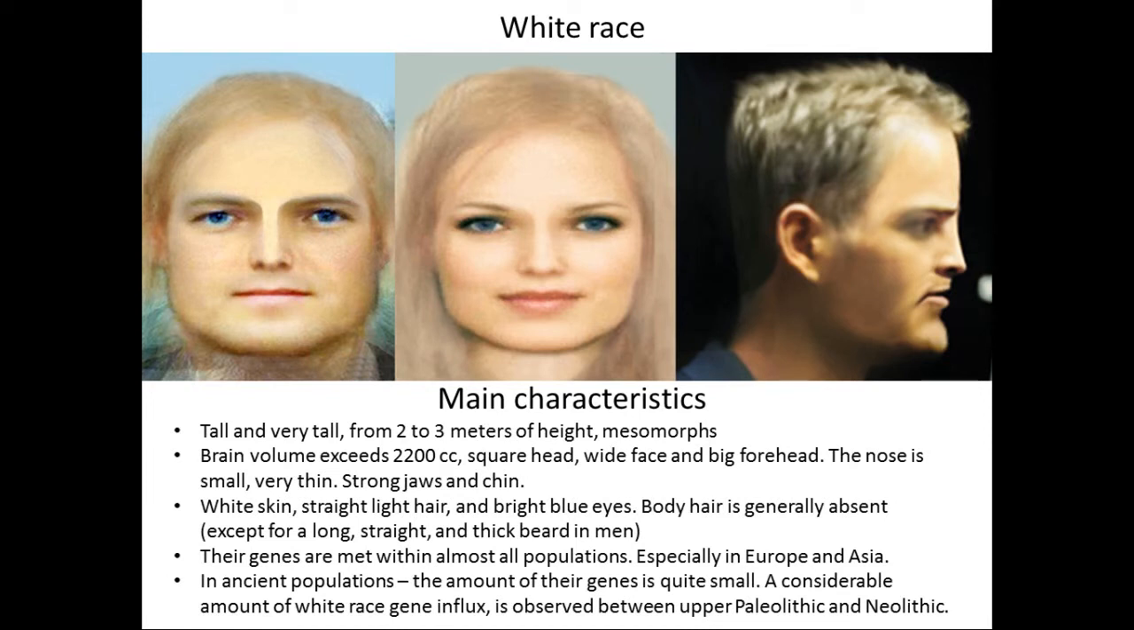Their genes are met within almost all populations of Earth, especially in Europe and Asia. In Asian populations, the amount of their genes is quite small. A considerable amount of white race gene influx is observed between Upper Paleolithic and Neolithic.